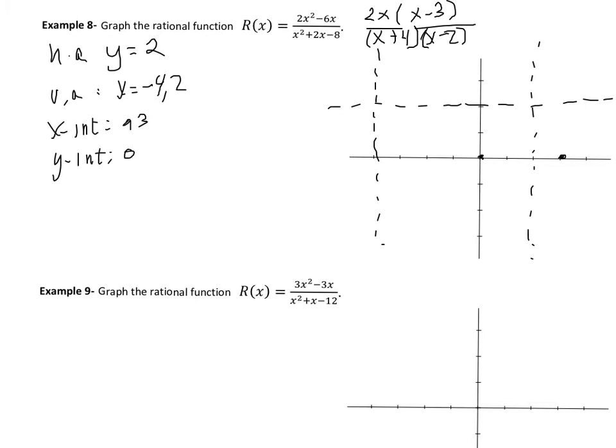Okay, now, on the far right, we've already got a point here, so it should look something like this. And if you want to test another point, test one. Do x is 4. Okay, and you can look at that. So 2 times 4 is 8. 4 minus 3 is 1. 4 plus 4 is 8. 4 minus 2 is negative 1.